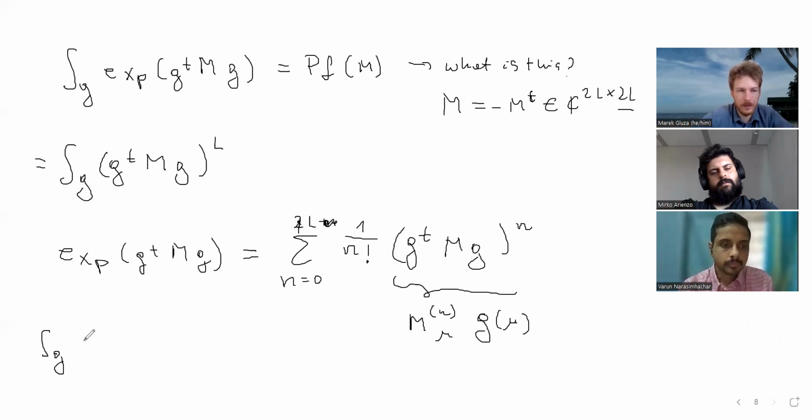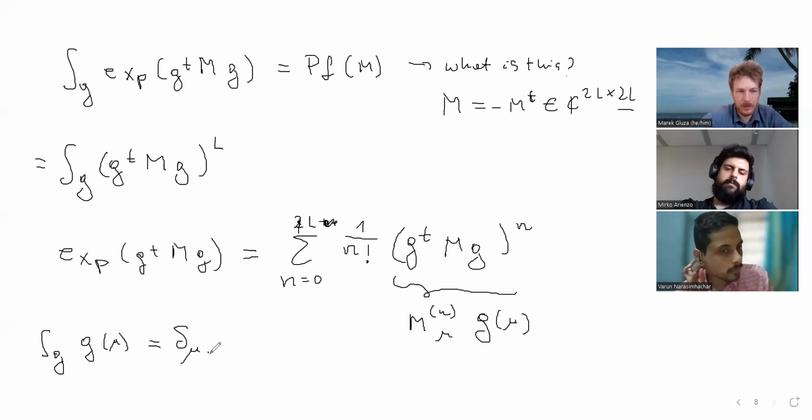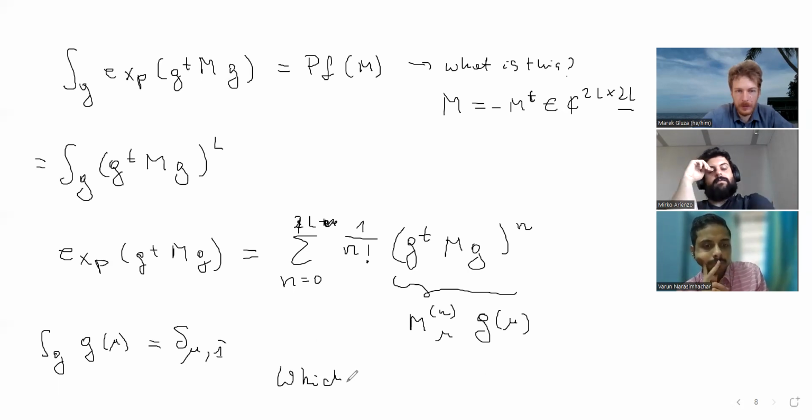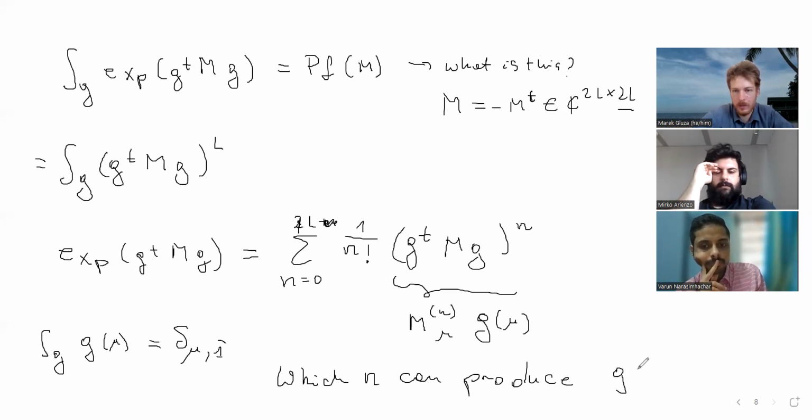So I'm integrating against all of them, and this is just the Grassmann integration formula for more Grassmann generators, the iterated integral. And now the question is, which power N can produce G of 1, the full index? If N is too small, then you cannot produce it, right?